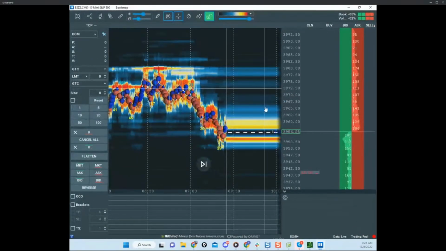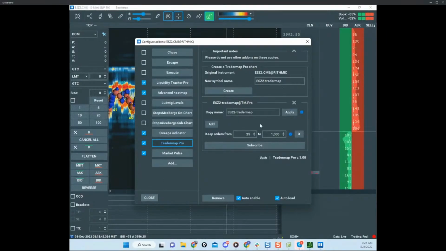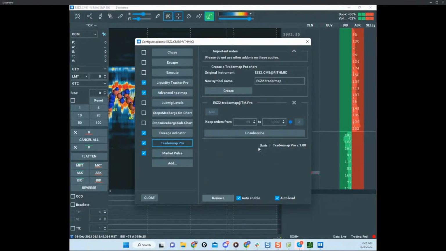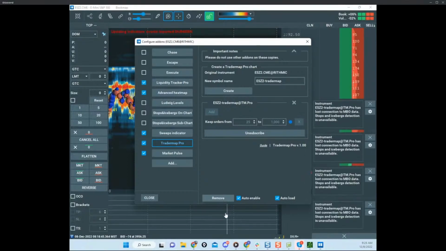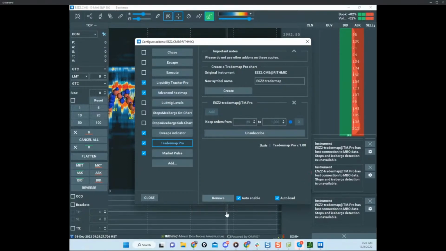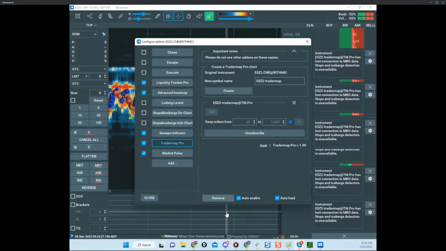Okay. And then now go to the studies configuration, TraderMap Pro, and now just hit subscribe again. It's all set to go. It retained it. Huh. Interesting. That shouldn't happen.